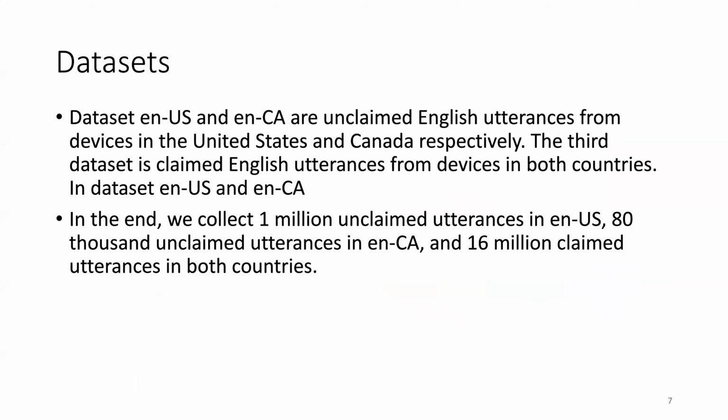augmentation step. The dataset we use contains two datasets. One is from the EN-US and one is from the EN-CA. Those are unclaimed English utterances from devices in the United States and Canada. There's another third dataset for the claimed English utterances. So we generate the claimed utterance dataset from the devices in both countries. And in the end, we have 1 million unclaimed utterances in EN-US and 80,000 unclaimed utterances in EN-CA.